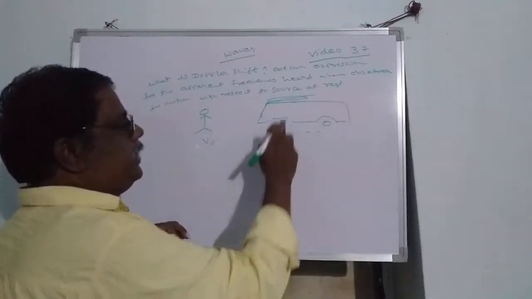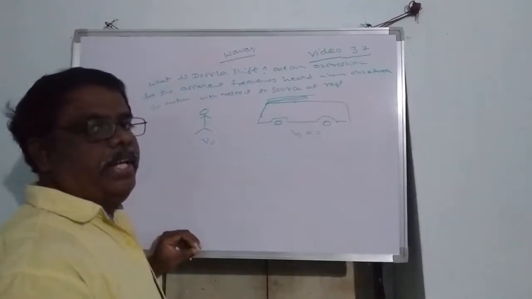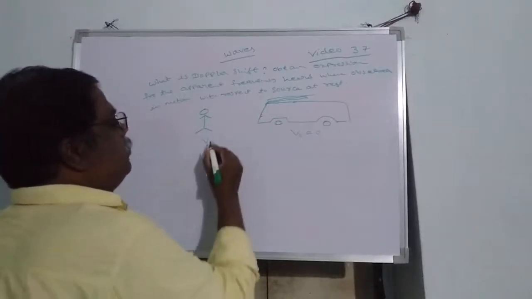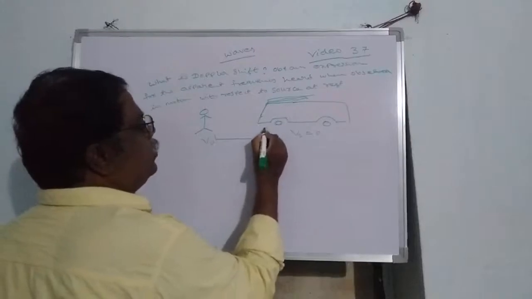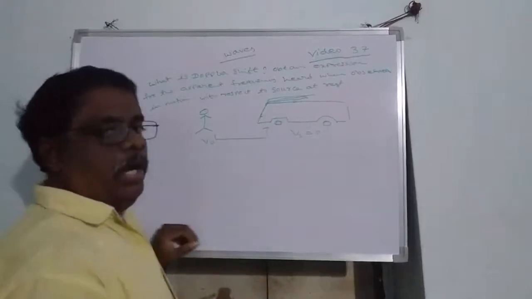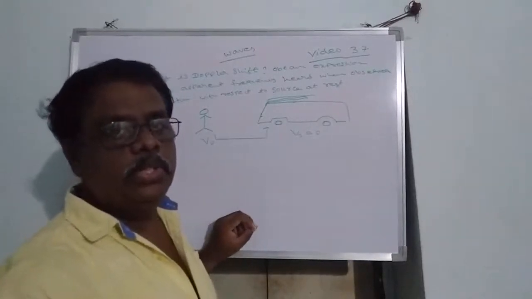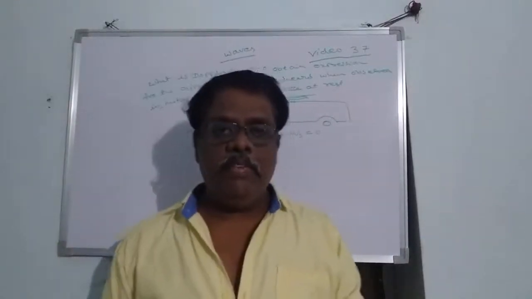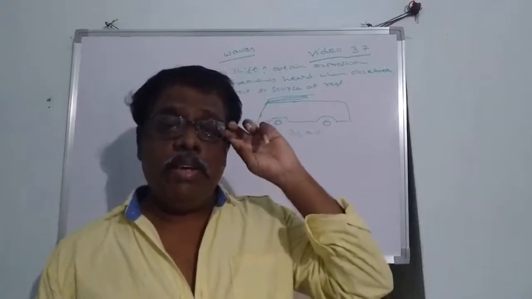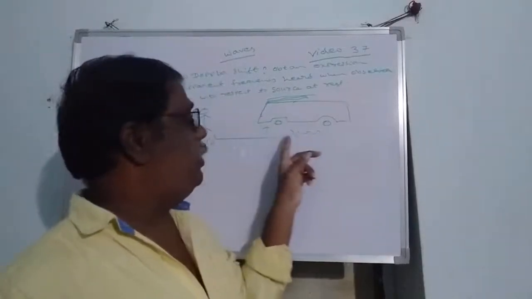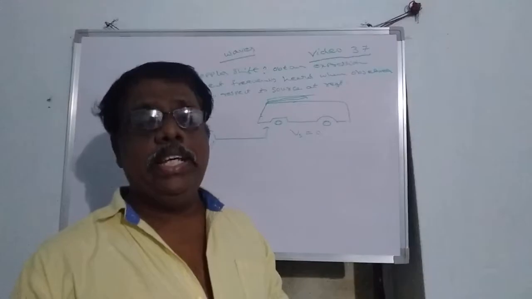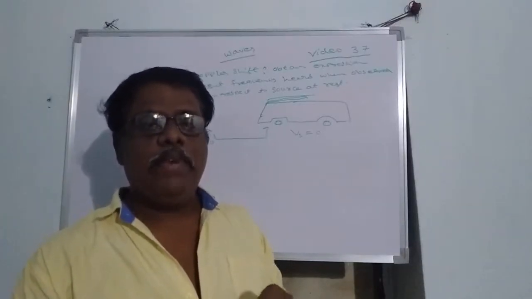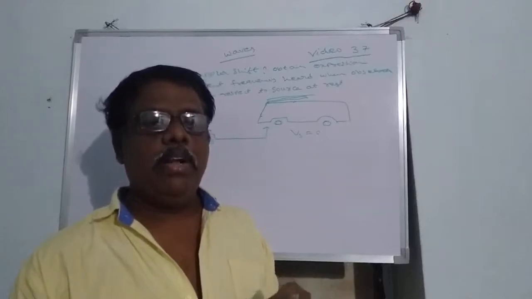So the source will be stationary, so the velocity of the source will be 0. Now the observer is moving towards the source in the first case. When both are at rest, the frequency will be the actual frequency and the wavelength will be the actual wavelength. If the observer is moving towards the source, the frequency increases; that is the apparent frequency. The difference between actual and apparent frequency is nothing but the Doppler shift.